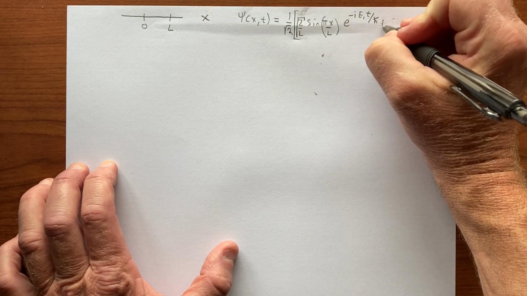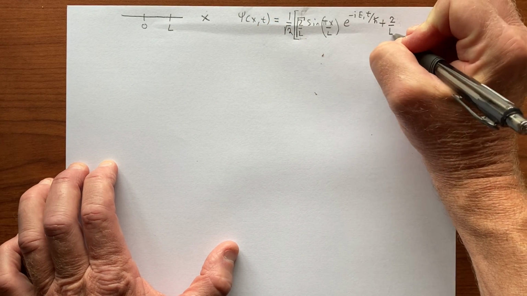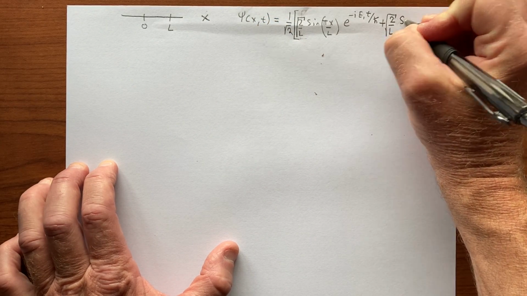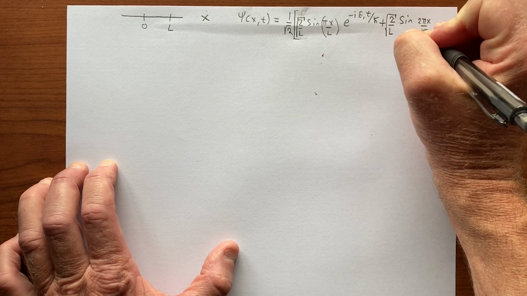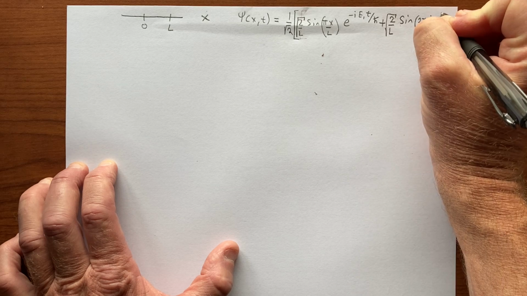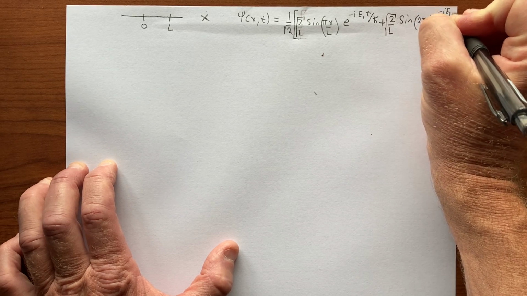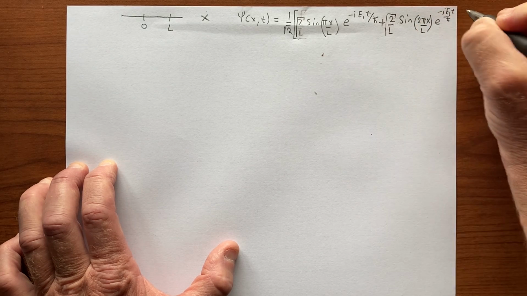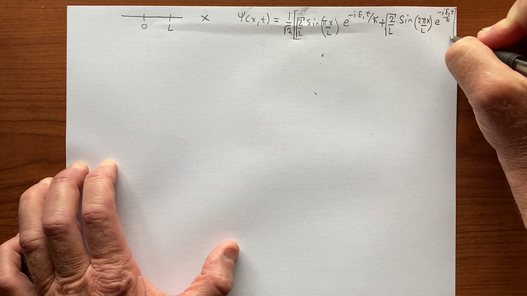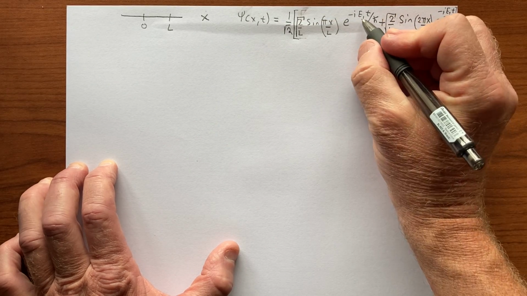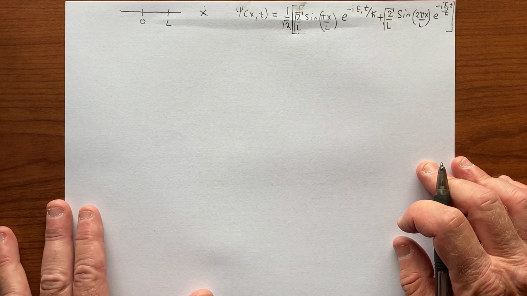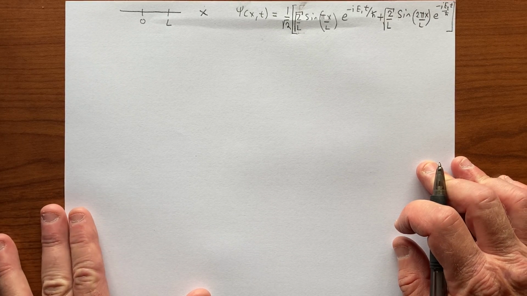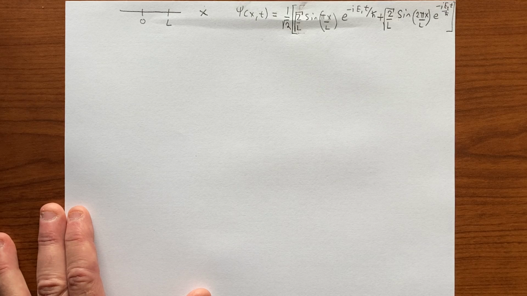Didn't need to erase the plus sign, plus root 2 over L sine of 2 pi x over L e to the minus E2, where E2 is the next excited state. So this is n equals 1, this is n equals 2. And that's the state of the particle as a function of time.